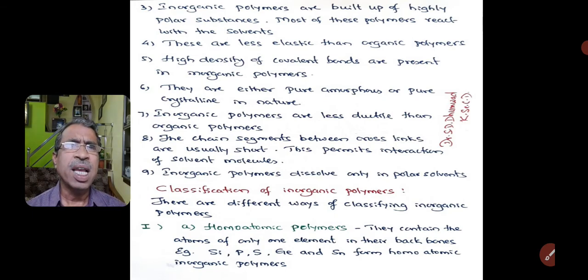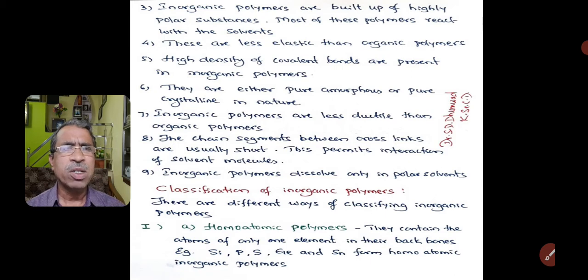These are less elastic than organic polymers. A high density of covalent bonds is present in inorganic polymers. Of course, this is less in the case of organic polymers. Inorganic polymers are either purely amorphous or purely crystalline in nature. Inorganic polymers are also less ductile than organic polymers.